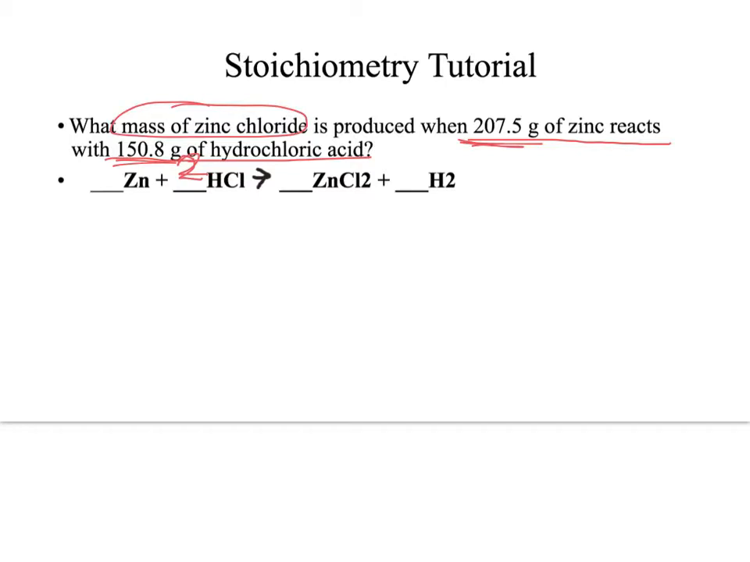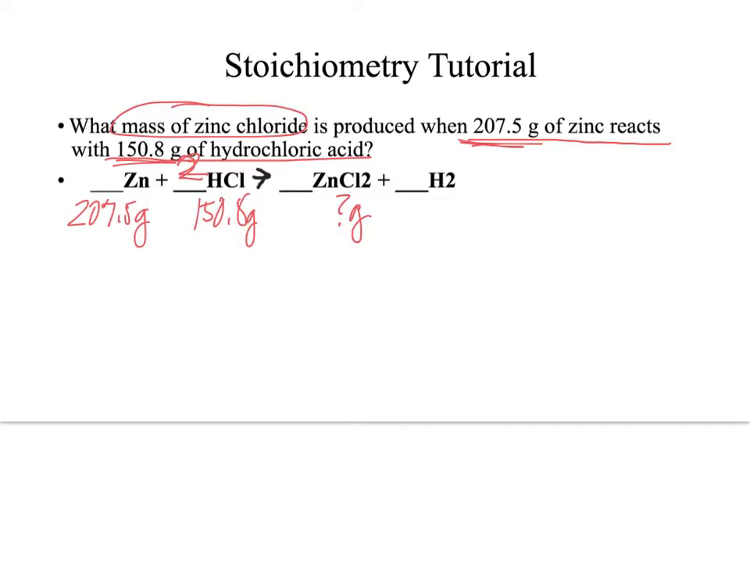Okay, so it gave me 207.5 grams of zinc, and it gives me 150.8 grams of hydrochloric acid. And then, of course, I am solving for grams of zinc chloride. So I'm going to work the problem once using zinc and solve for zinc chloride, and then I'm going to work it the second time using the HCl and solve for the zinc chloride.